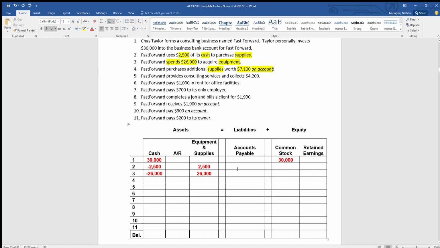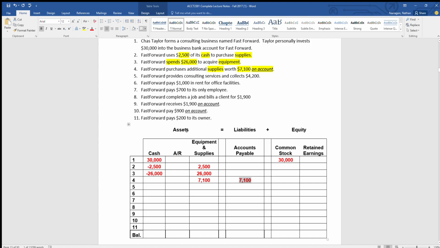Anytime it says on account, for our first little divvy into this, it's going to deal with either accounts payable or accounts receivable. Accounts payable is basically for bills, anybody that we owe. Accounts receivable is for our customers, clients, any one of those. So since we did purchase supplies, we know the 7,100 is there. And then since it's on account, it will be our accounts payable.